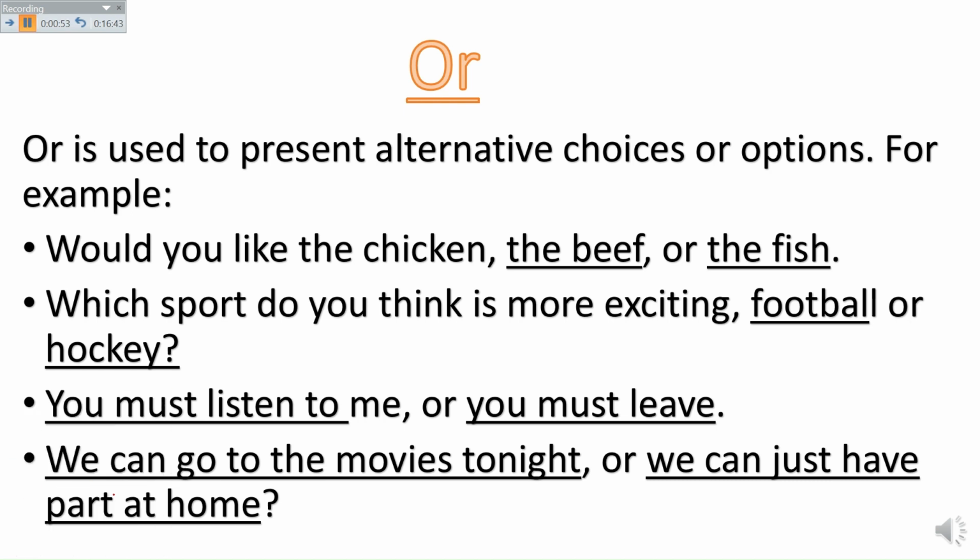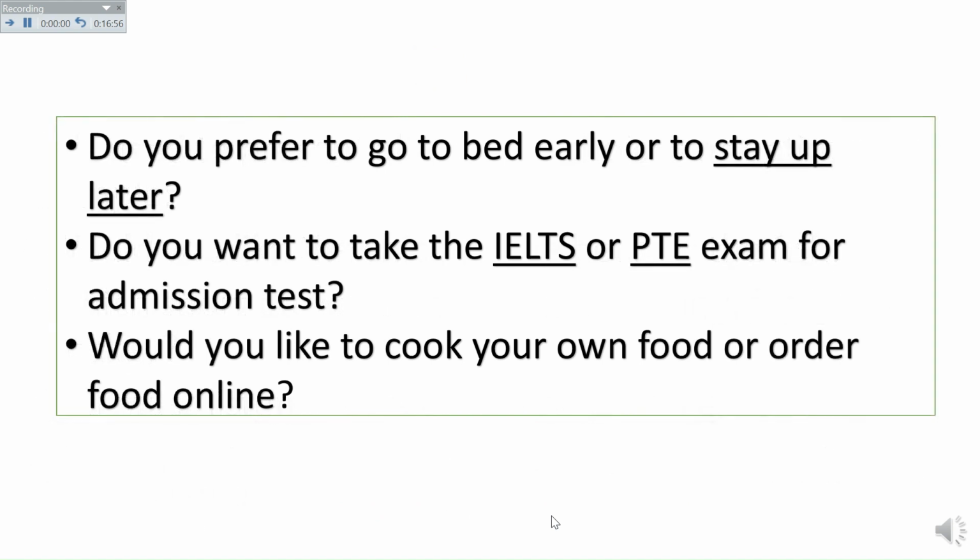Let me put the party here. Or should we party? Or we should have party at home. So it's also giving options, like we can go to the movies or we can just have party at home. Let's take some more examples.